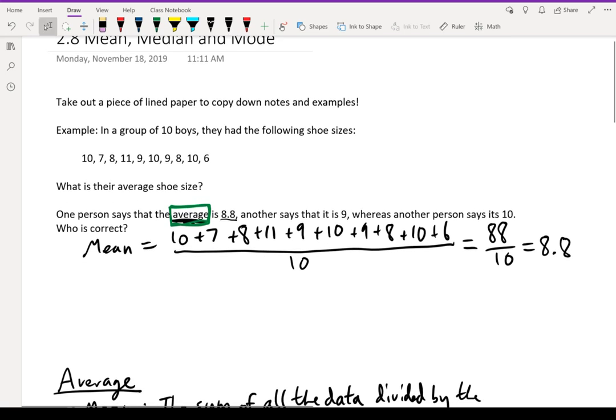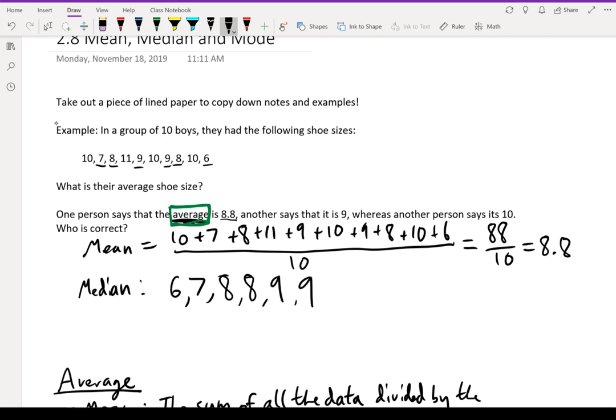What is 9? Well, let's look at the median this time. The first thing we need to do for the median is sort the data from smallest to biggest. The smallest is 6. Then 7. Then we have one 8 here, and another 8 here. Then 9, and another 9. After that there's 10, one more 10, and another 10. And 11. Let me make sure that's 10 data: 1, 2, 3, 4, 5, 6, 7, 8, 9, 10.